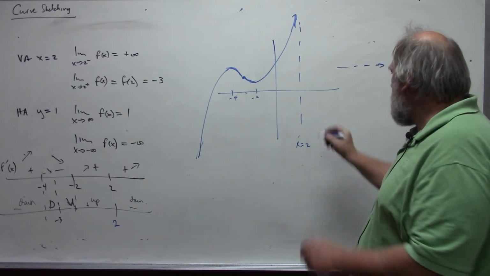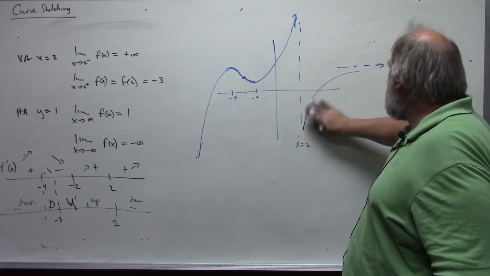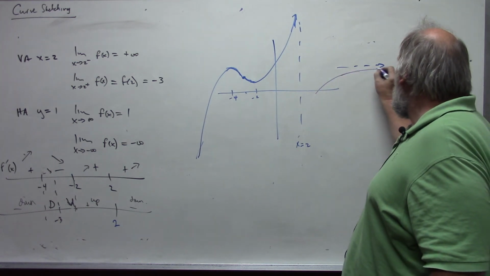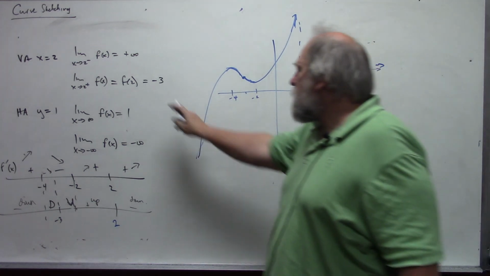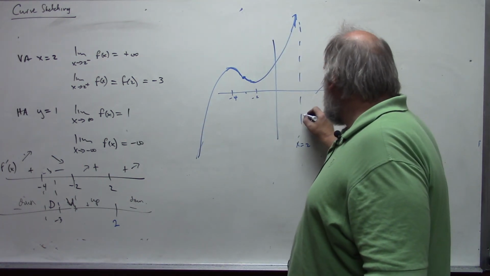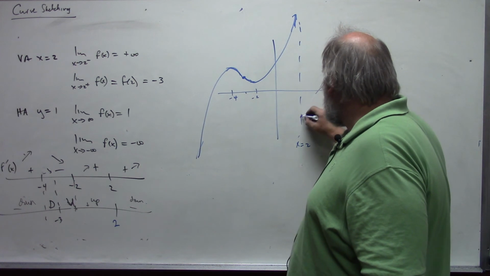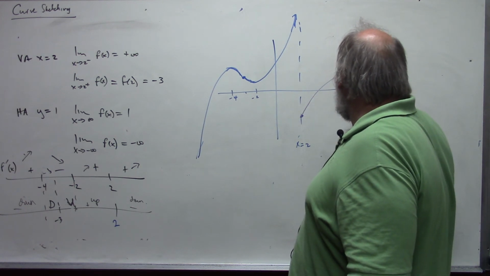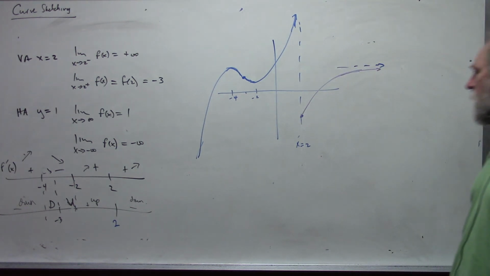I should use a different color, but oops. Looks like this, with the functional value at 2 being negative 3. It does not go down to infinity. Starts there and looks like this. This would be the graph of the function, or rough estimate of the graph of the function.